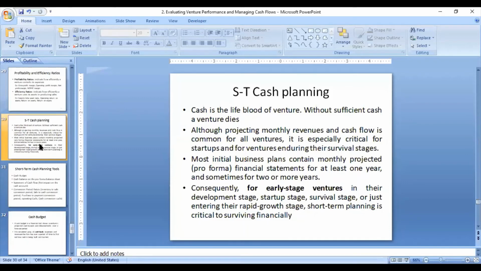But here now we are going to do short-term cash planning. Now we are somewhere in the life cycle. So that business plan information sometimes may not be helpful for planning at this level, because that is at their very early stages. But when it comes to this level, that business plan may be out of track. Consequently, for early stage ventures in their development stage, startup stage, survival stage, or just entering their rapid growth stage, short-term planning is critical to surviving financially. So that is important but very difficult.